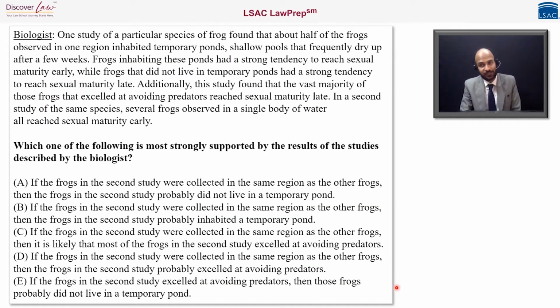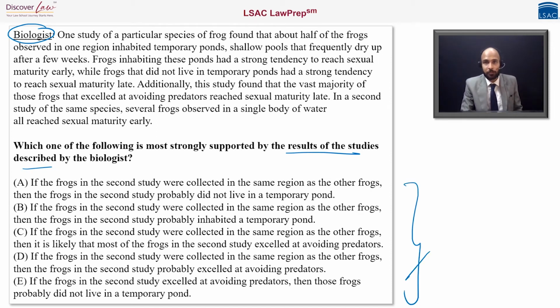Lengthy looking question. Let's go for the question statement. It says, which one of the following is most strongly supported by the results of the studies described by the biologist? What that tells you is that the biologist is going to describe the results of some studies, and then you have to pick the option that is most strongly supported by the results of the studies that are described here. Pause the video, try solving the question yourself, and then we'll go for it together.